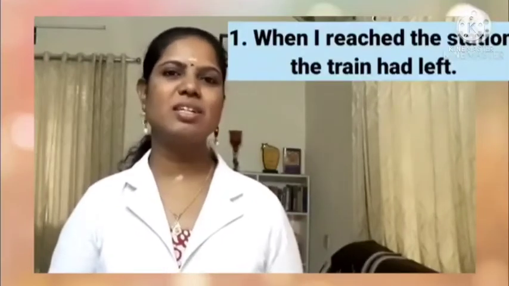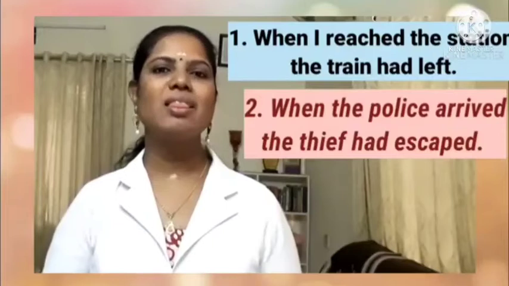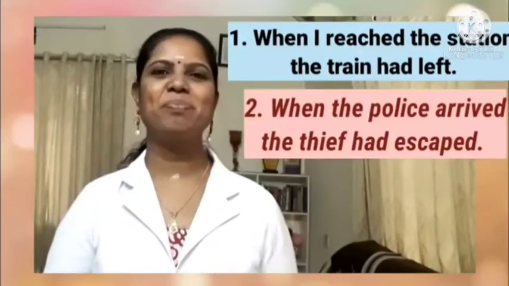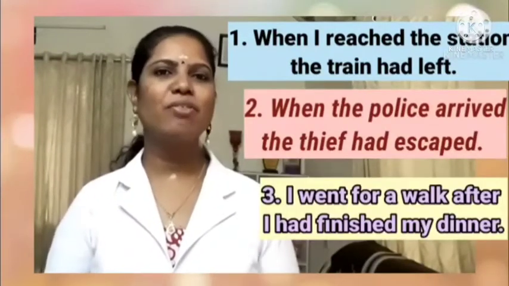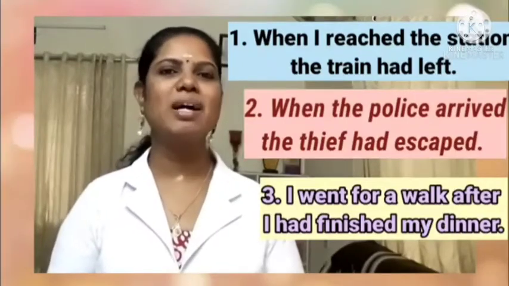Okay, let's see some examples. For example, when I reached the station, the train had left. When the police arrived, the thief had escaped. I went for a walk after I had finished my dinner. These are some examples for past perfect tense.